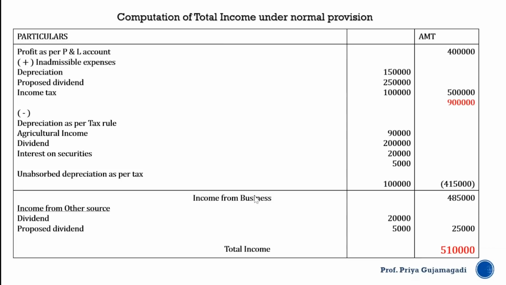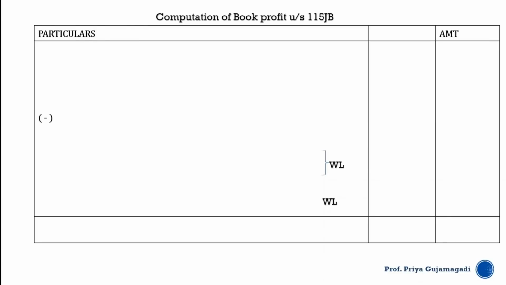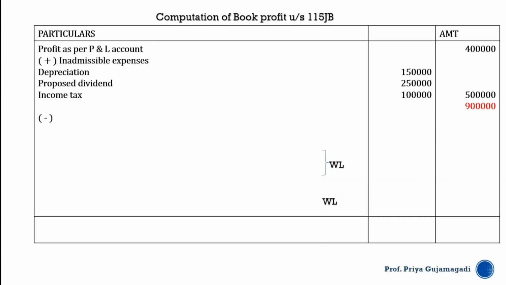So let us calculate book profit now. Computation of book profit under section 115JB. Again a statement with 3 columns: particulars, inner column and amount. Profit as per P&L account 4 lakh rupees given in the question. Inadmissible expenses: depreciation 1,50,000, proposed dividend 2,50,000, income tax 1 lakh rupees. So these 3 items we have to add. It will be 5 lakh, total will be 9 lakh.